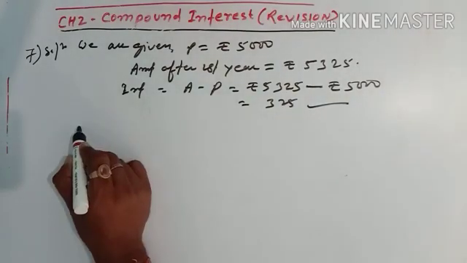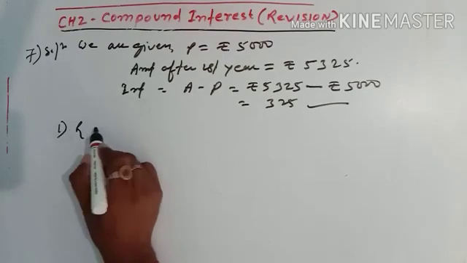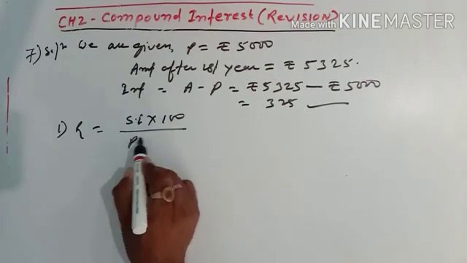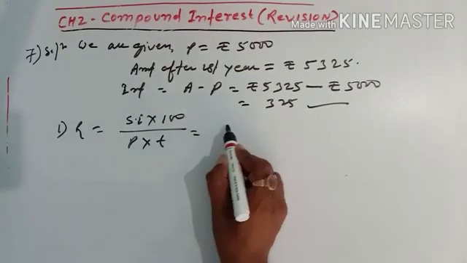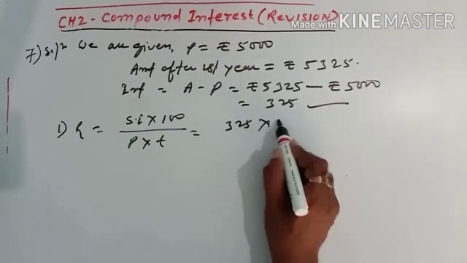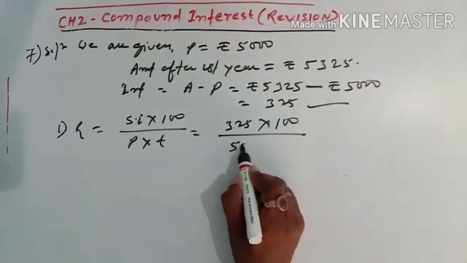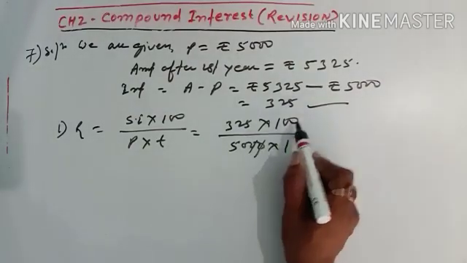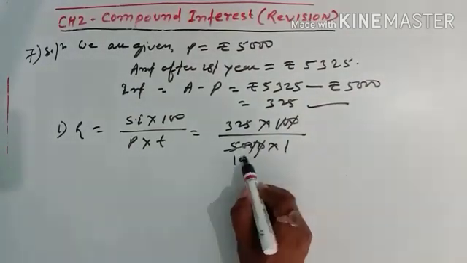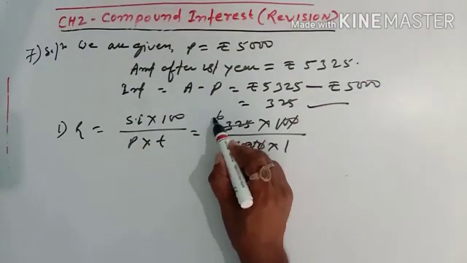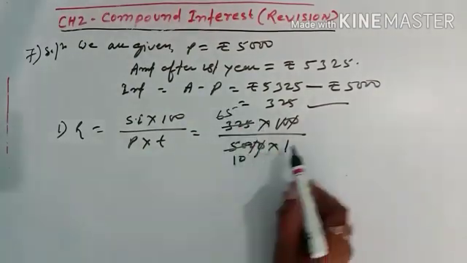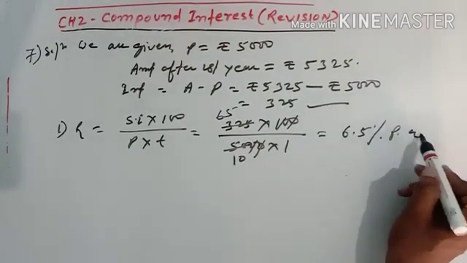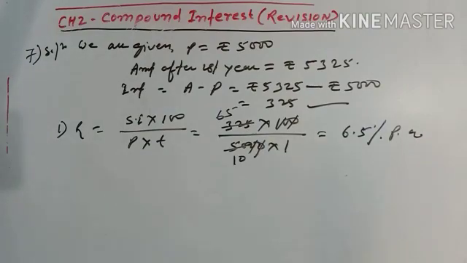Fine. Now for calculating the rate of interest, our formula, you know, is SI into 100 divided by P into T. So SI is 325 into 100, P was rupees 5,000 and time is 1 year. Now you calculate, 0 0 cancel. Then 5 10 ja, then 5 6 30 and 5 5 25. So it's 6.5% per annum. This is the rate of interest which the question is asking.